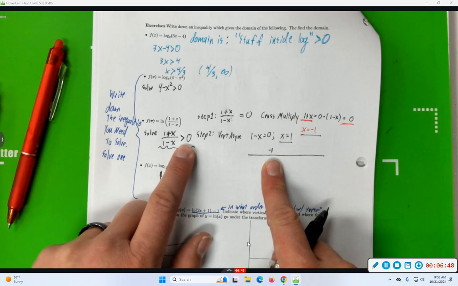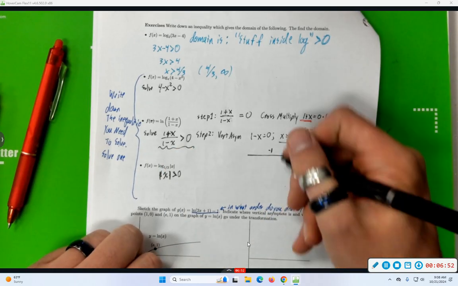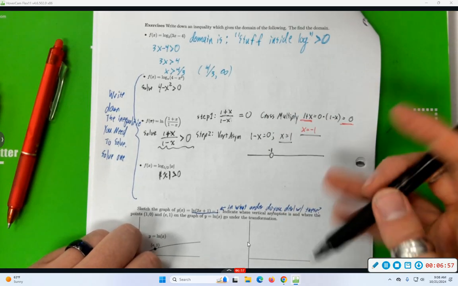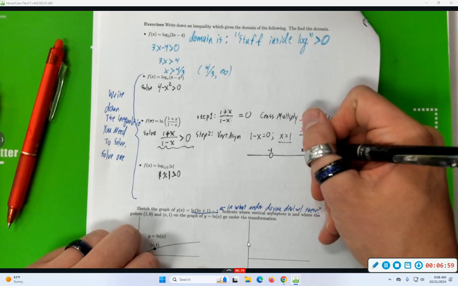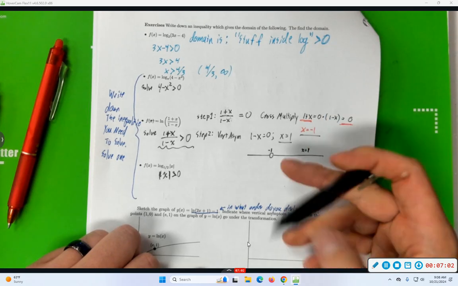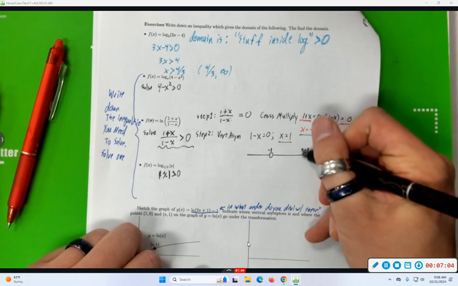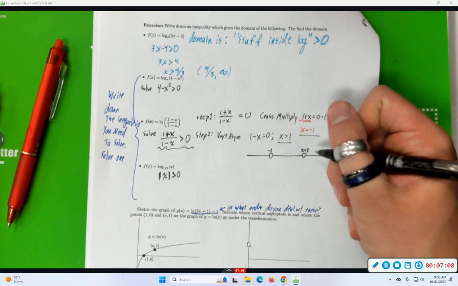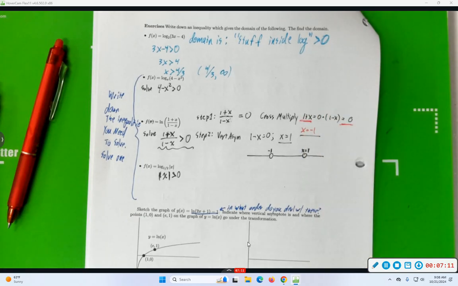I need the thing to be strictly bigger than 0, so should I include or exclude that? Exclude. It came from equality, but I want strict inequality. X equals 1. Should that be included or excluded? Excluded. Why? I agree with the conclusion. If x equals 1, there's no real number. Yeah. So you'll wind up dividing by 0, which is bad.